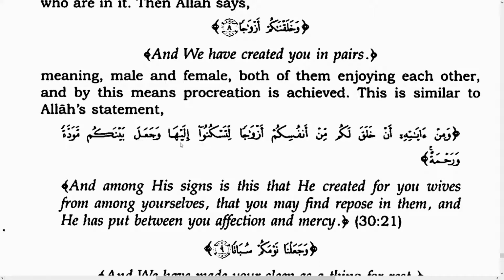"لِتَسْكُنُوا إِلَيْهَا." From among yourselves, that you may find repose in them, that you may find peace in them. Taskunu, from sakana, yaskunu, sakan.